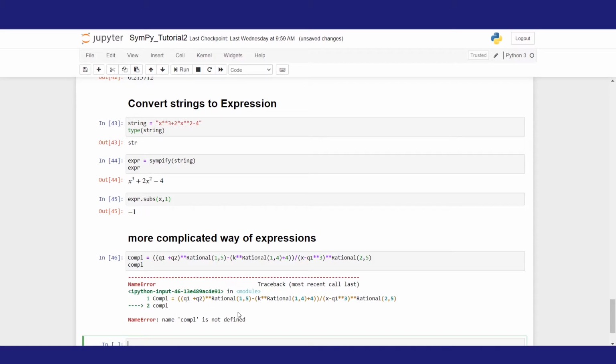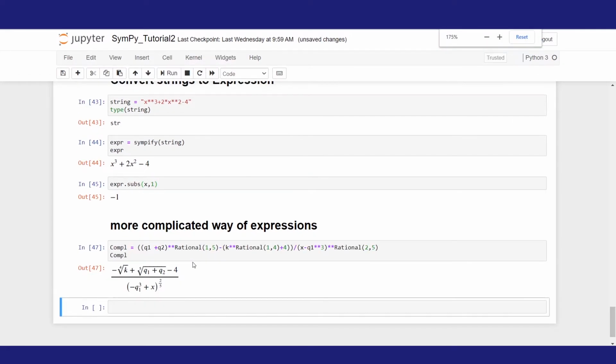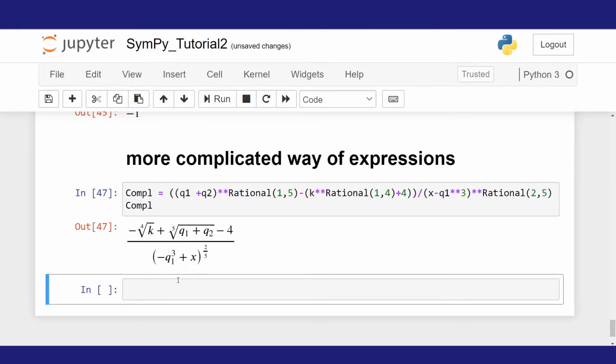It says comp is not defined, so let's see. This is capital C. I am supposed to have capital C here. If I call that, this is what we have. So you can see how big this is. It's a very big expression, but you can write it in any of your own way.